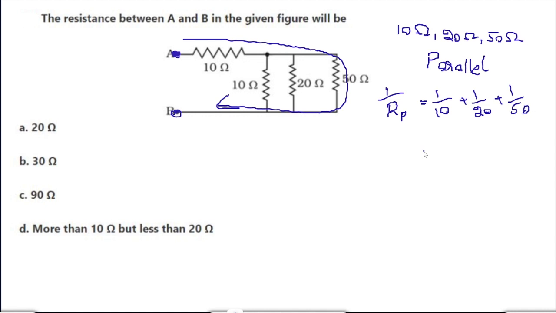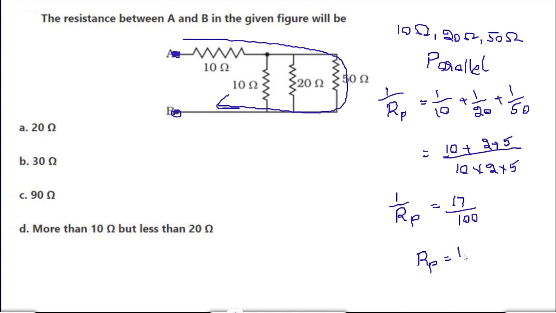If you take the LCM for this, that is 10 into 2 into 5, then in the numerator you will get 10 plus 2 plus 5. So overall, you will get 1 by RP, I mean the resistance in parallel, is nothing but 17 by 100. So here RP you will get 100 by 17, isn't it? I hope you understood this step.